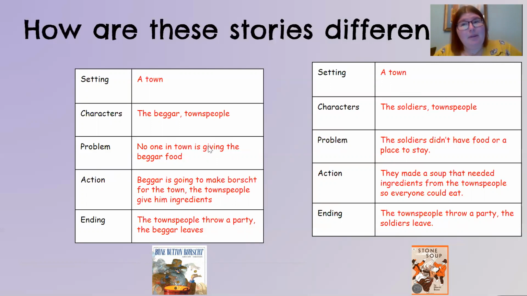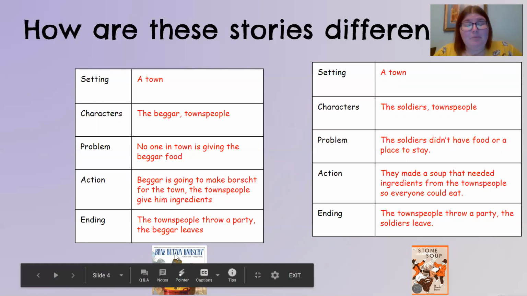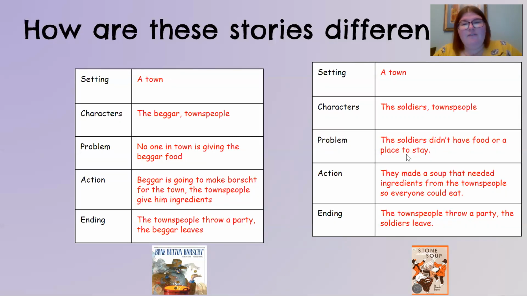So what the problem is now a little bit different in both books. The problem in Bone Button Borscht was that the beggar was hungry and no one would give him food, versus in Stone Soup, the soldiers were looking for a place to stay and they just didn't come with any food. If you got that, do a whoop whoop.